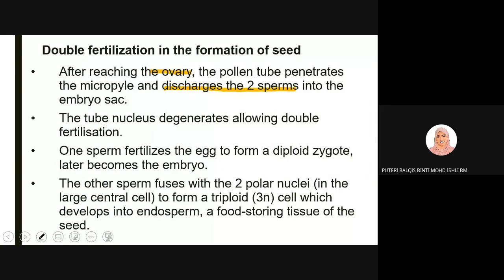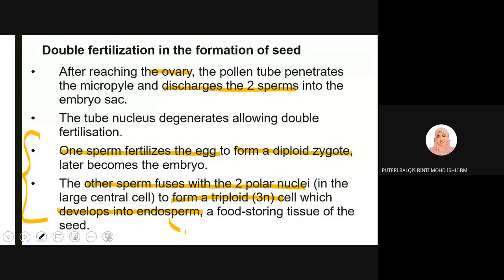Apa itu double fertilization? Ini soalan selalu tanya, 3 markah. Okay. One sperm fertilizes the egg to form diploid zygote. The other sperm fuses with 2 polar nuclei to form triploid endosperm. Okay, itu adalah double. Kalau ditanya what is meant by double fertilization, one sperm fertilizes the egg to form diploid zygote and the other sperm fuses with 2 polar nuclei to form triploid endosperm.